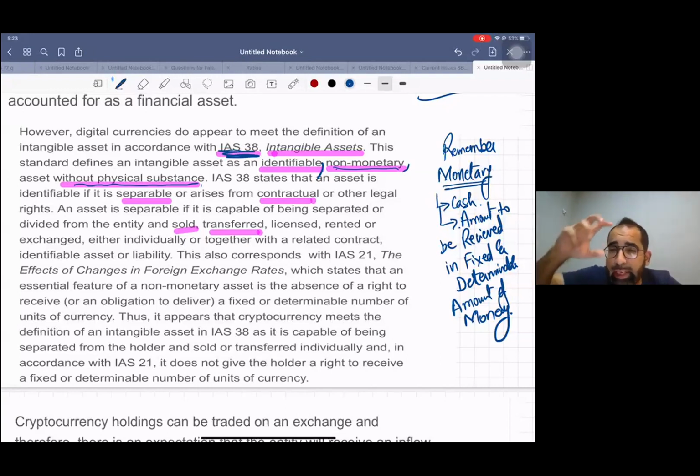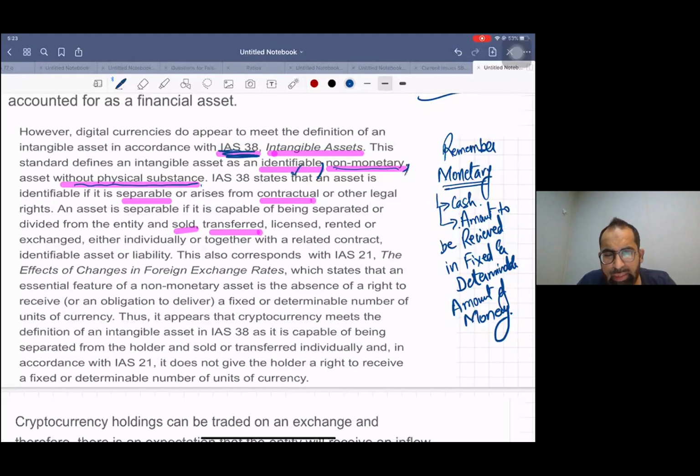Number one, identifiable means separate from the entity. It can be sold, it can be rented, it can be transferred separately to another entity. Yes, it is possible. We all know that we can sell the rights of the Bitcoin and cryptocurrency. So yes, it is identifiable.